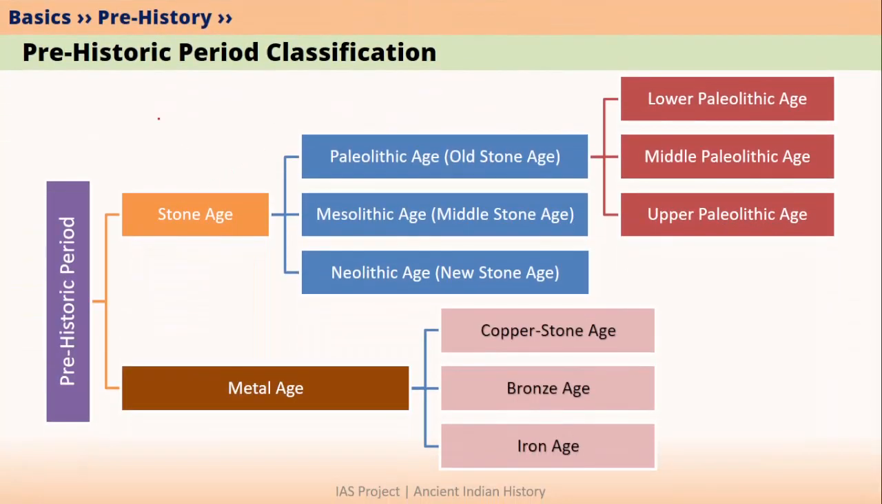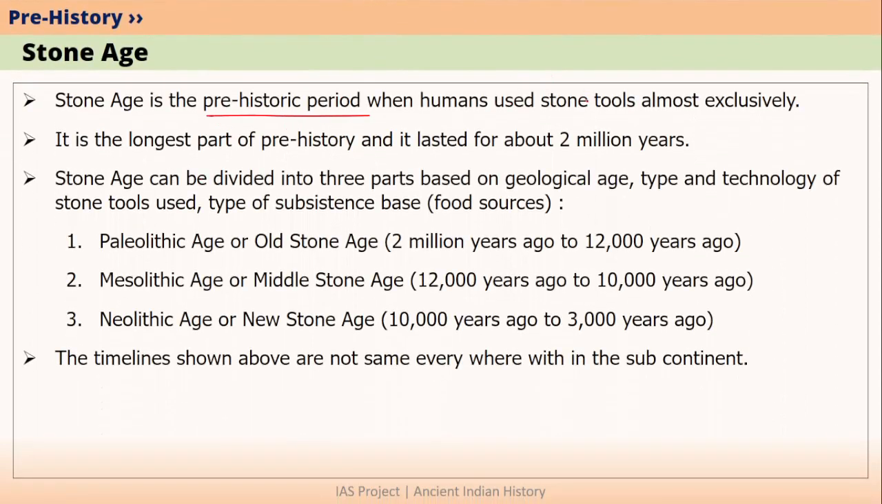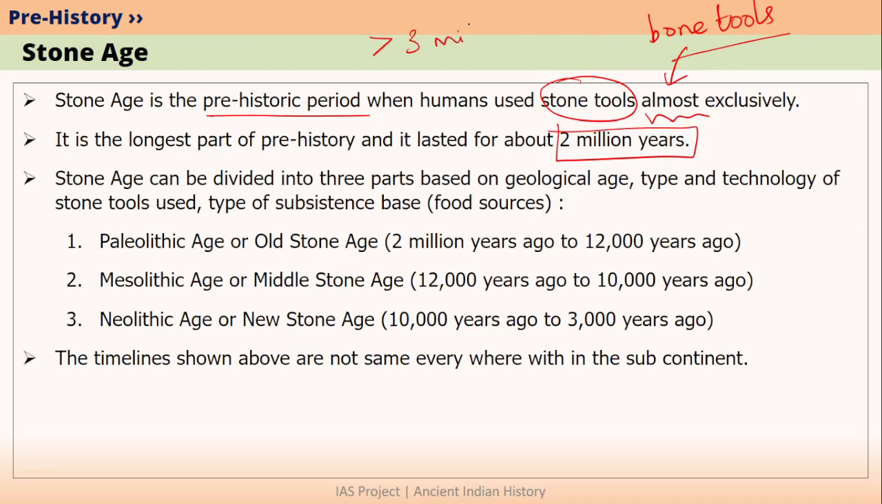If we talk about classifying the prehistoric period, we can classify it somewhat like this. The first and the most important part is Stone Age. Stone Age can be further classified into Paleolithic Age, Mesolithic Age and Neolithic Age. Further, Paleolithic Age can be divided like this. Let's talk about Stone Age. Stone Age is basically that prehistoric period when stone tools were almost exclusively used by human beings. I say almost exclusively because along with stone tools, people at this time also used bone tools. Stone Age lasted for almost 2 million years in India, but in the case of Africa, it is greater than 3 million years. But we are more interested in India, so it is 2 million years.